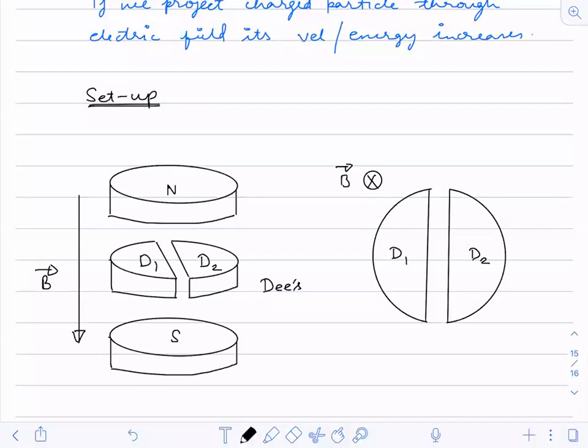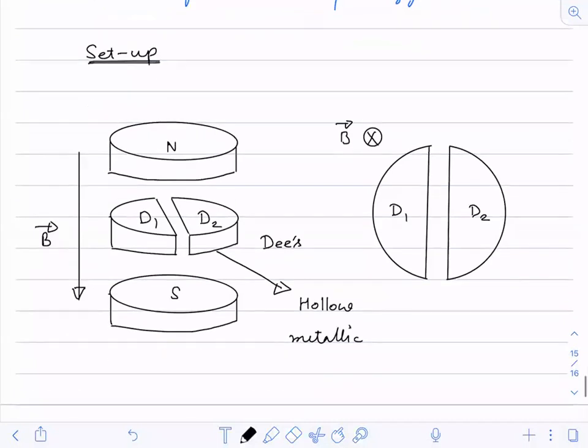So now, what is this D actually made up of? This D is a hollow metallic conductor. It is not solid, it is hollow.